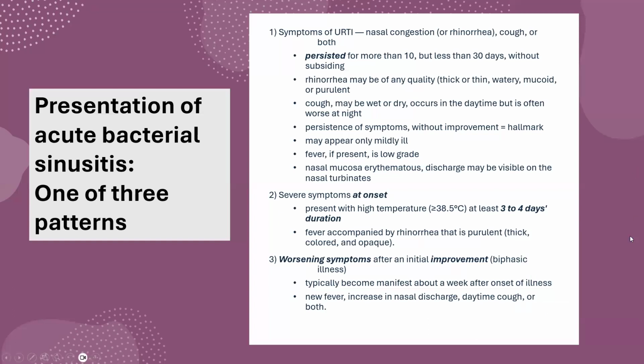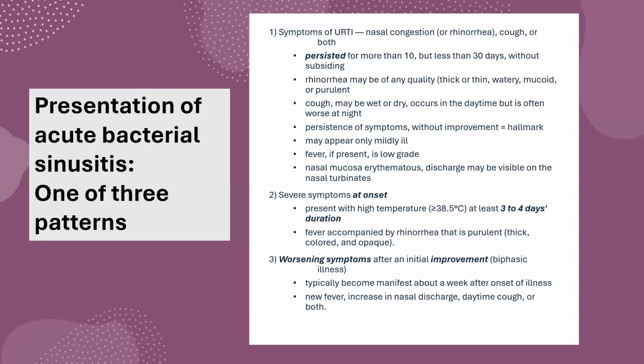Then you've got the other presentation where the symptoms are severe from the onset, and they would present with a high temperature of at least 3 to 4 days duration. It wasn't just those first day or 2. And the fever is accompanied by rhinorrhea that is suggestive that it's infected. And then the third type is where there's worsening symptoms. So there was like a biphasic illness where there was the initial upper respiratory infection symptoms and then got a little bit better and then got worse again, which usually comes in after about a week of the illness.